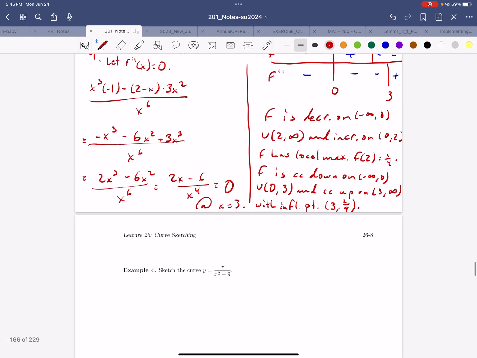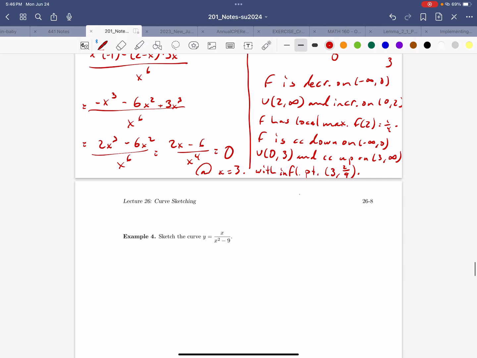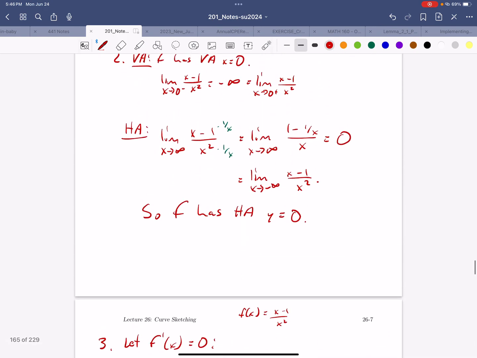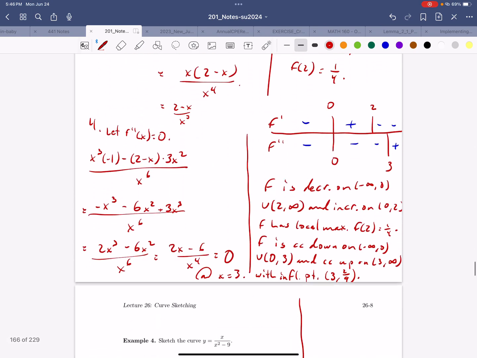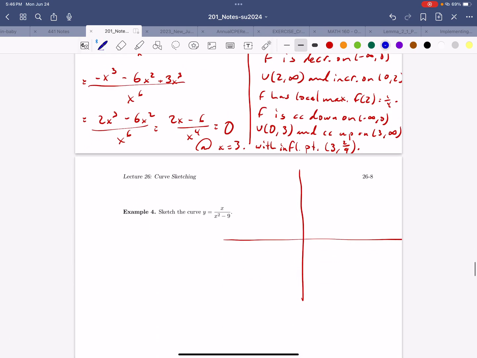All right, and because I don't have the space here, I'm going to have to go on to this page. Sorry about that, guys. So let's just recall what we have. We've got vertical asymptote x equals 0 and horizontal asymptote y equals 0. Just to be clear, this is our x-axis and this is our y-axis.